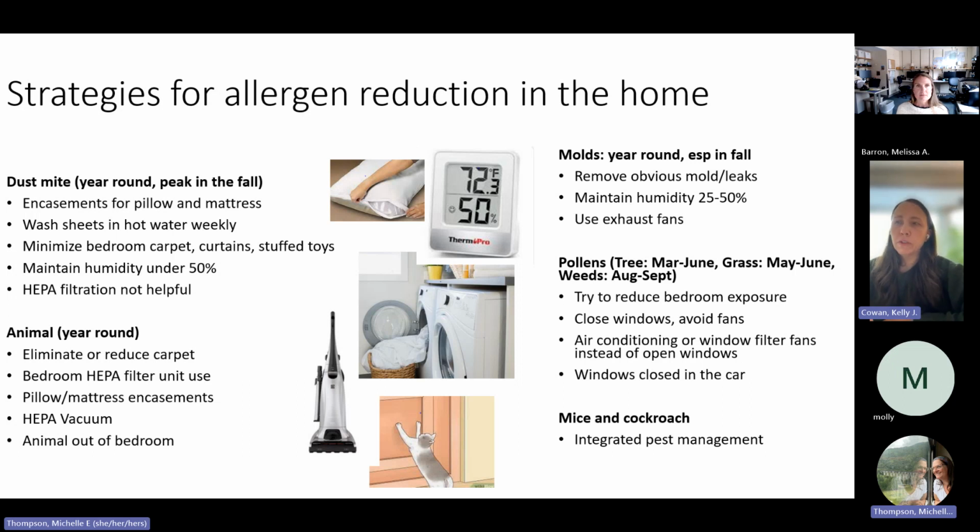Then pollens: trees, March through June; grass, typically May through June; weeds, August and September. It's important to try to reduce bedroom exposure by closing the windows, avoiding fans, and using air conditioning, which can help for some kids, or window filters instead of open windows. And if they can keep windows closed in the car, sometimes having kids bathe before bed helps get pollen out of their hair and off the skin. Some of those things can help. And then for mice and cockroaches, integrated pest management is the solution.